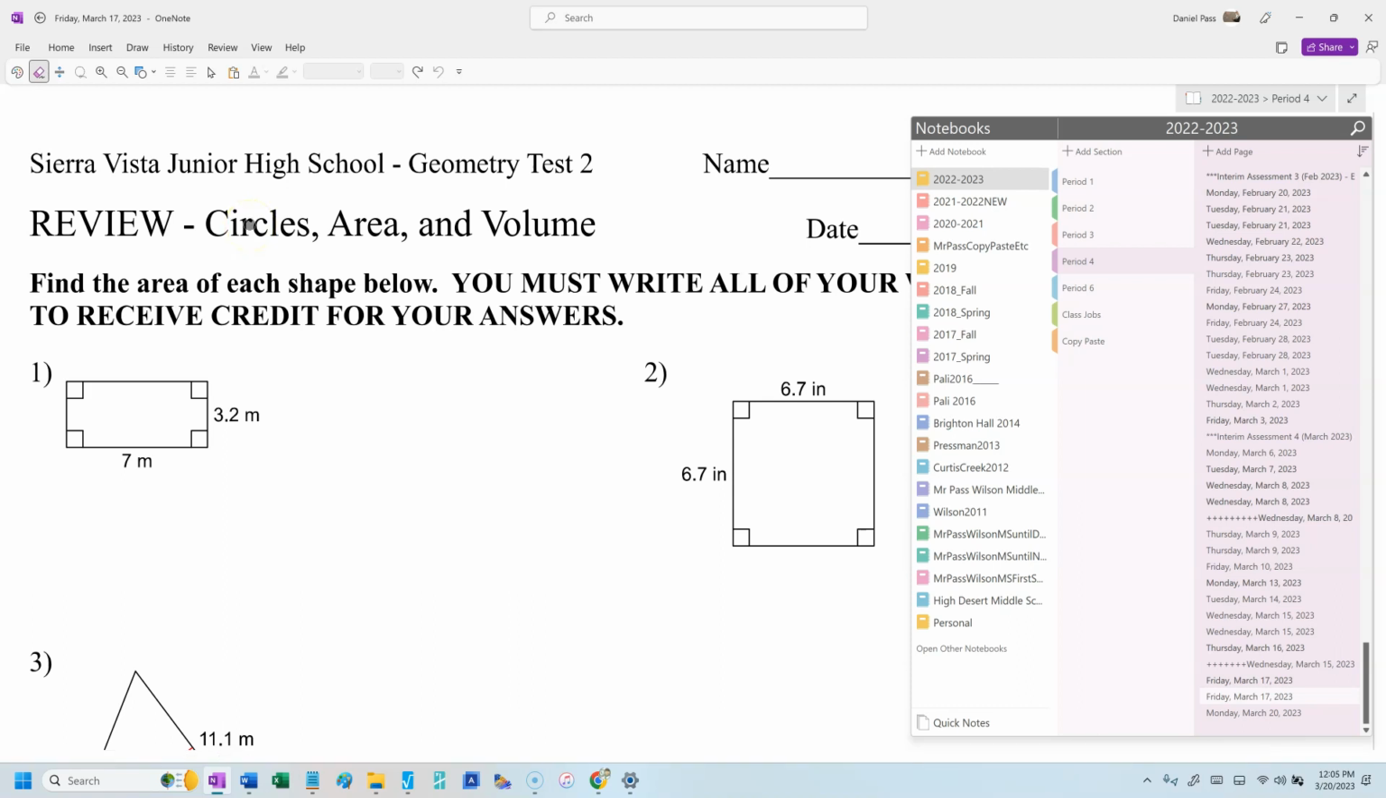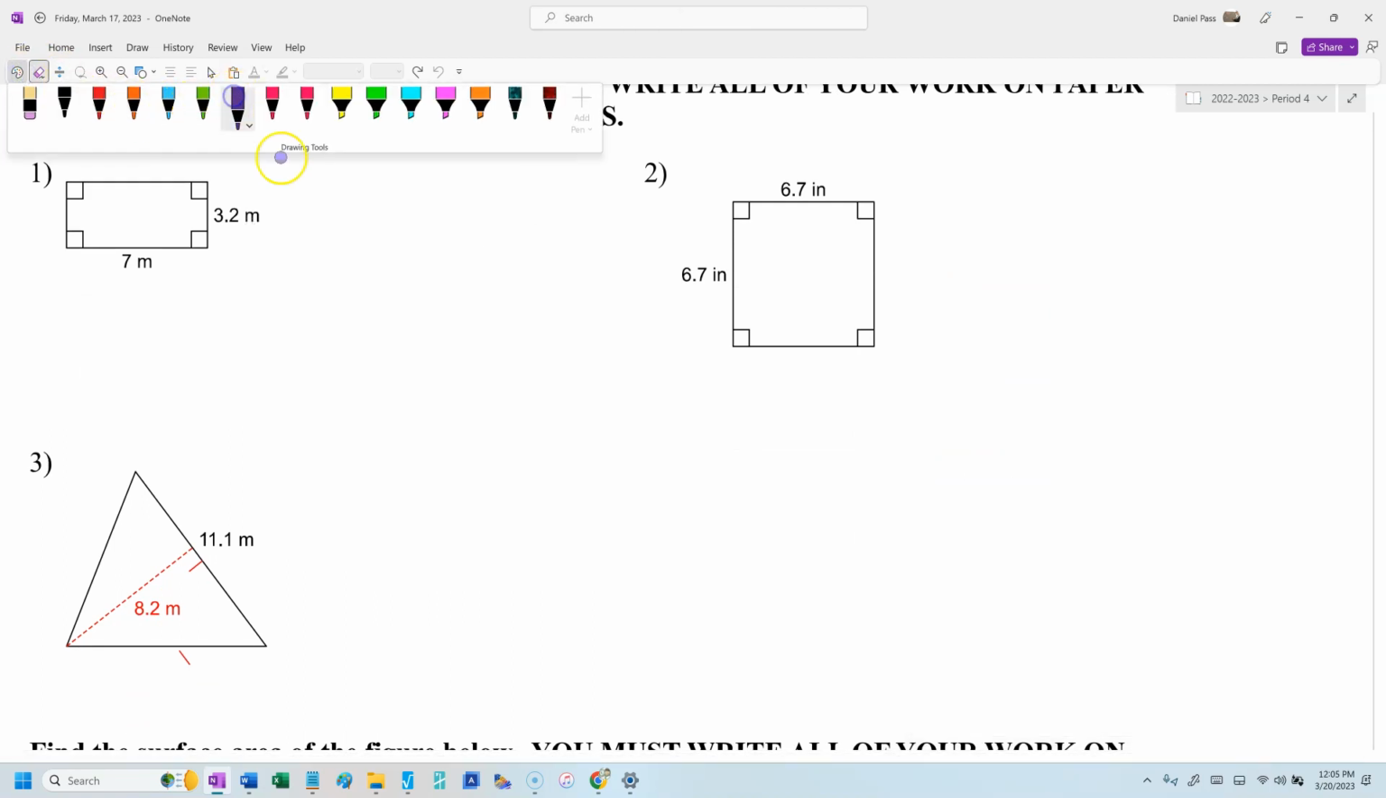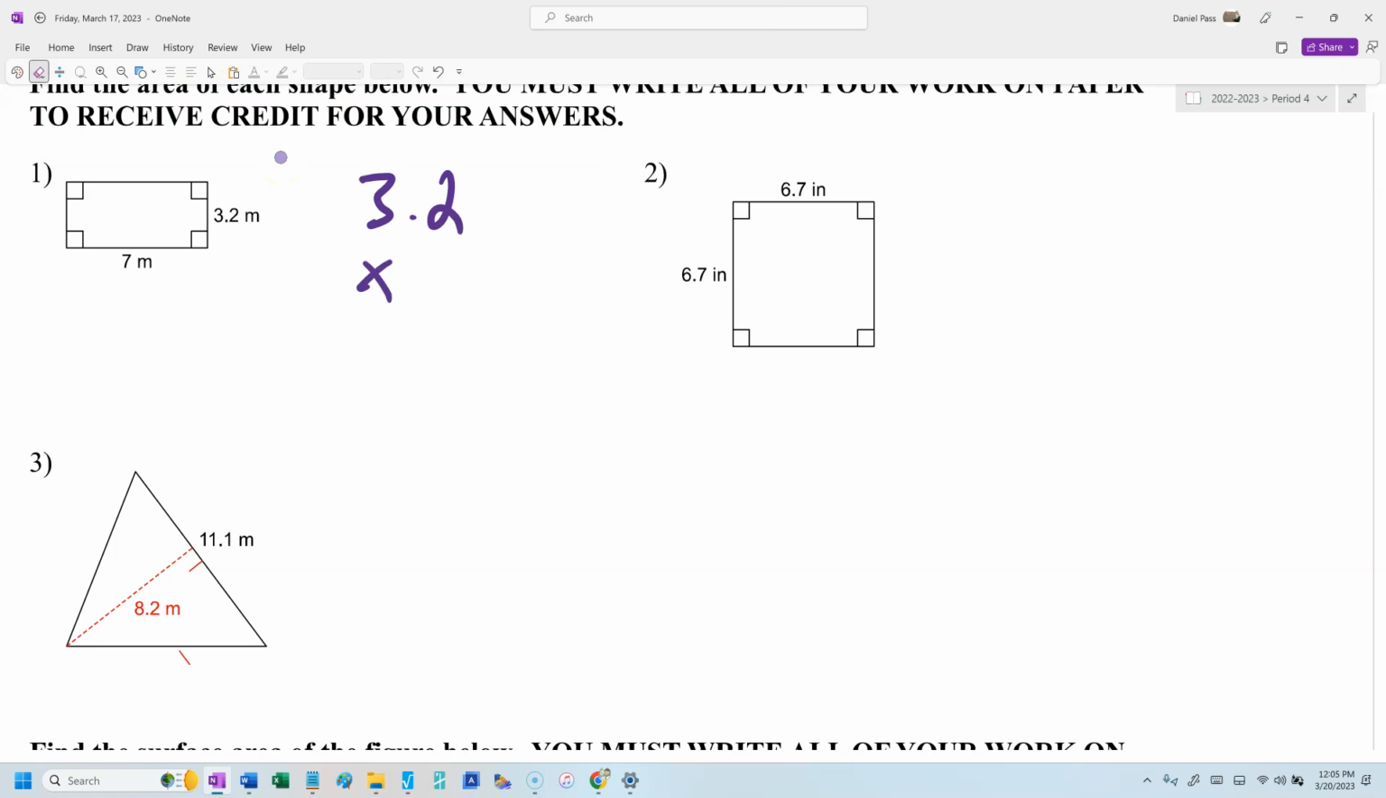All right, Curious George, how do we do number 1? So you multiply 3.2 and 7. Excellent. And what do we get?